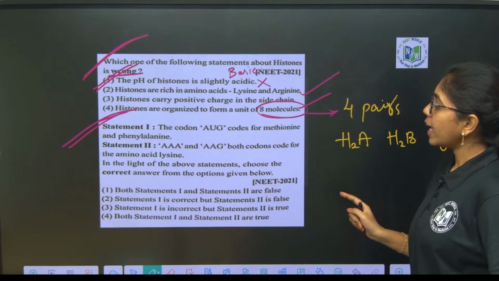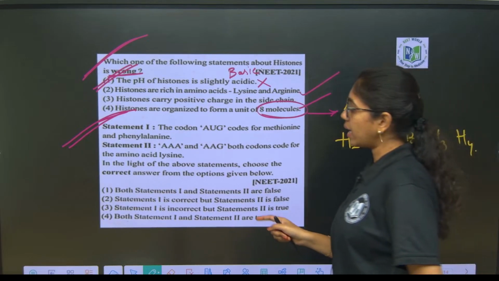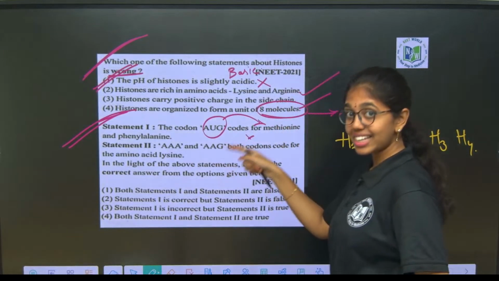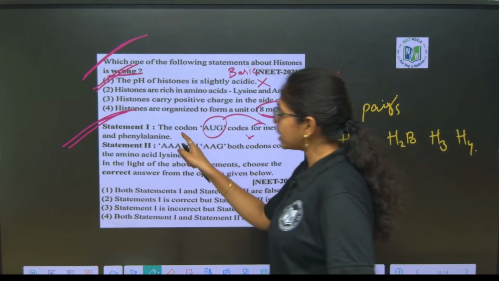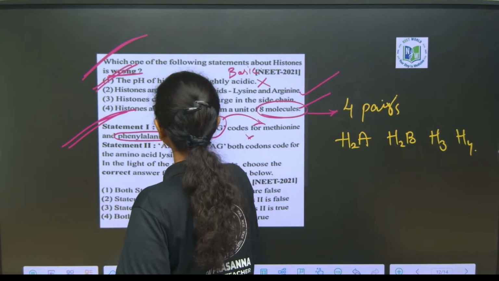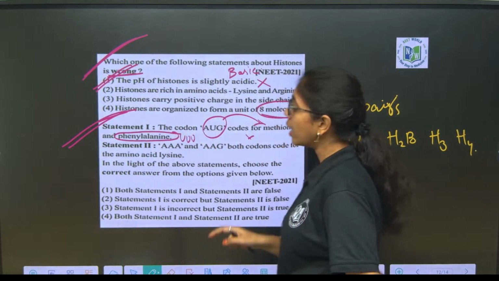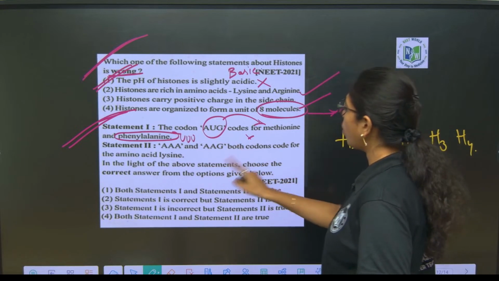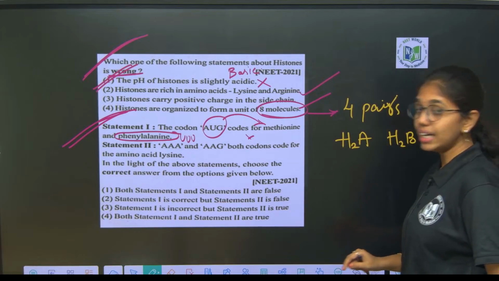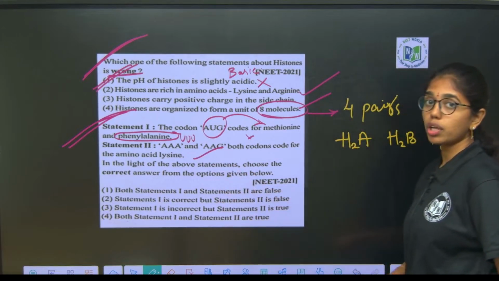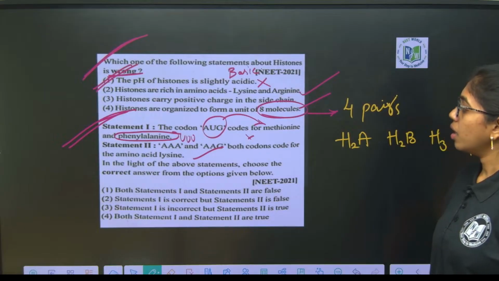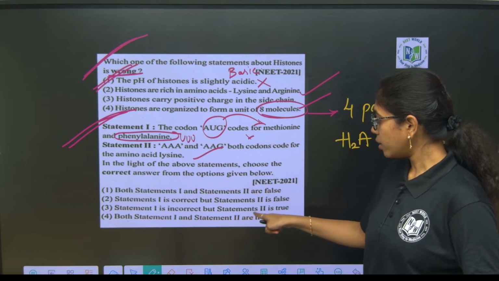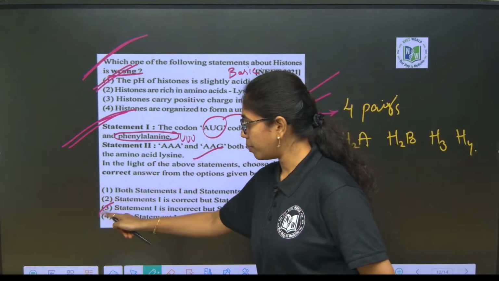The codon AUG codes for methionine and phenylalanine. Wrong. AUG codes for methionine and this also acts as an initiator codon. But this does not code for phenylalanine. This is coded by UUU. Okay. Statement 2: AAA and AAG, both codons code for amino acid lysine, fine. So, here if you look into the right answer, statement 1 is wrong and 2 is true, option 3 will be the right answer.